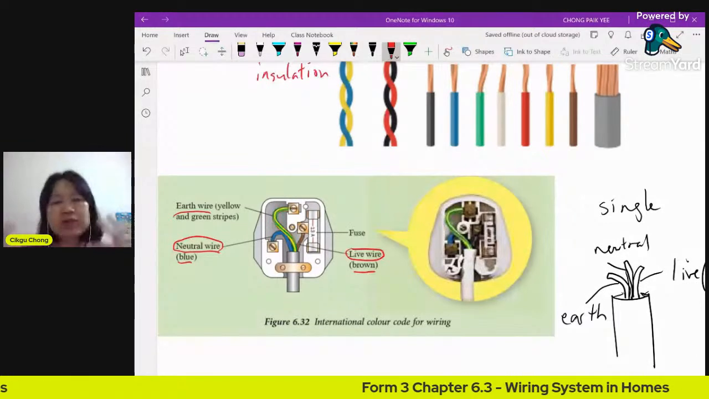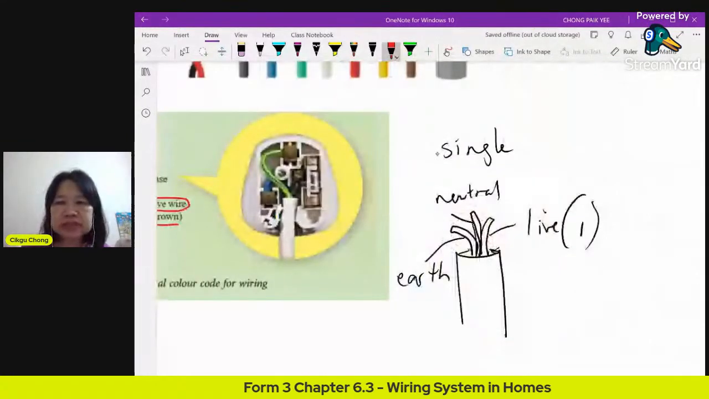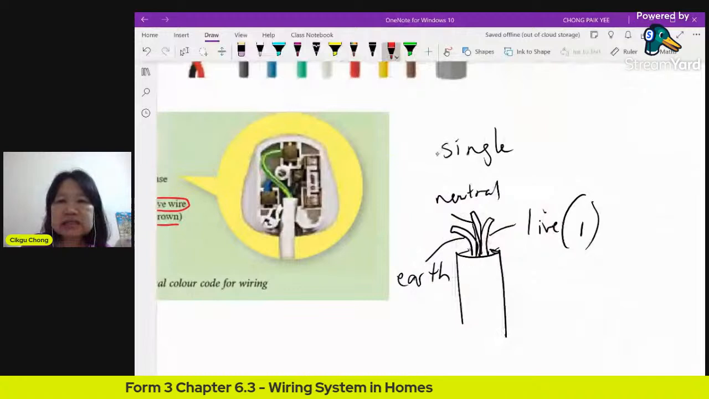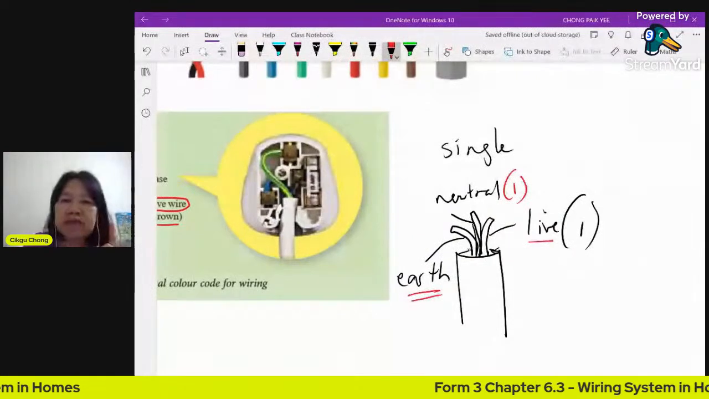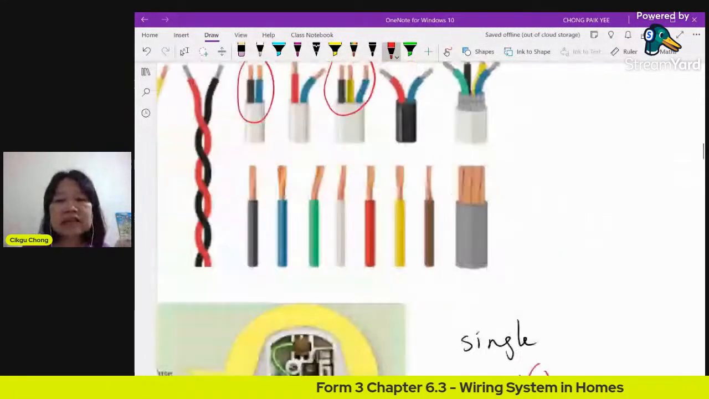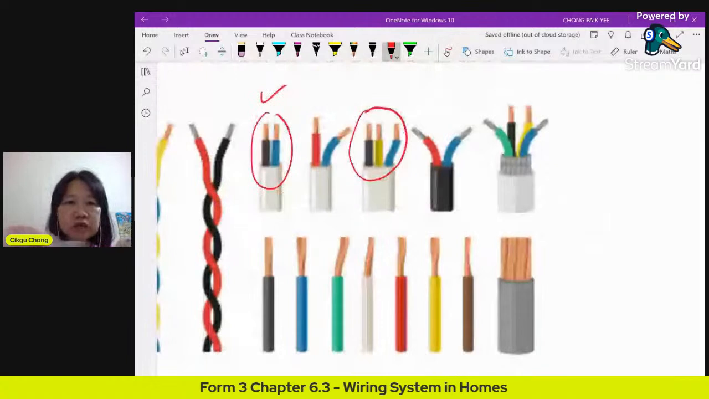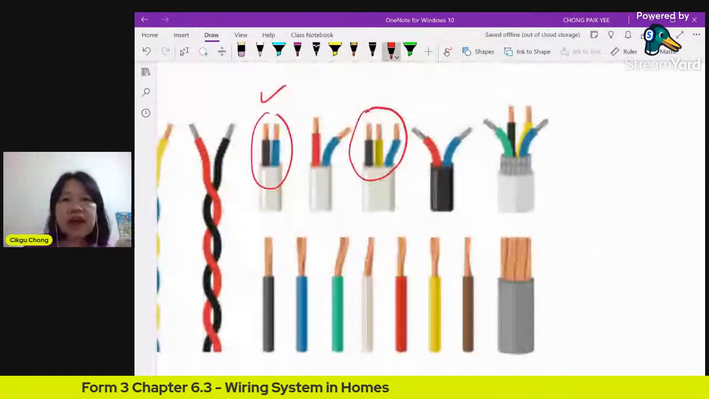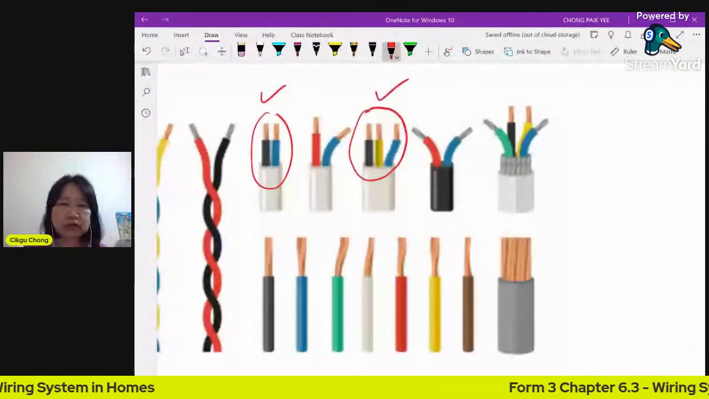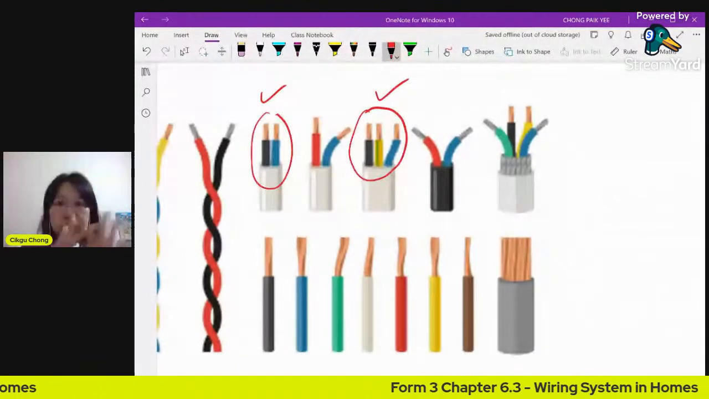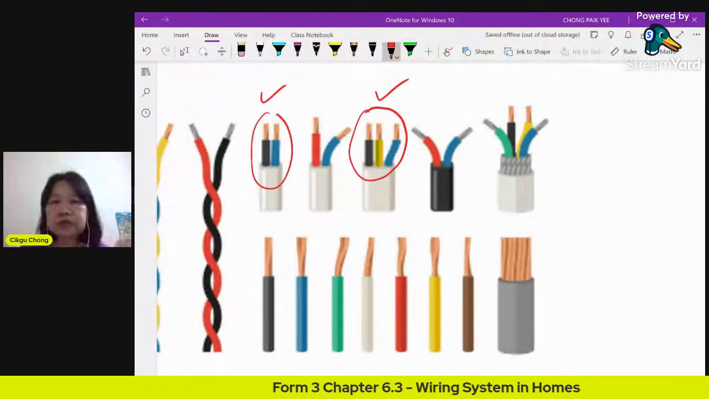In a single phase wiring, there is only one live and one neutral, and you may have the earth wire. If you don't have the earth wire, you will see it like this. If you have the earth wire, you will see an additional one. So it's either two or three types of wire. Sometimes you have four, but that's a different story.